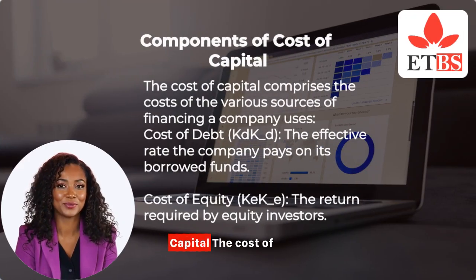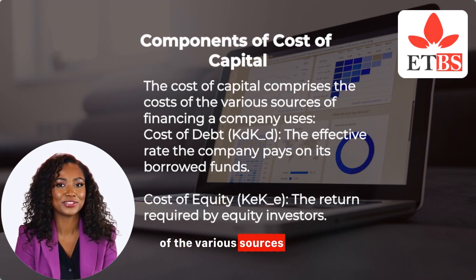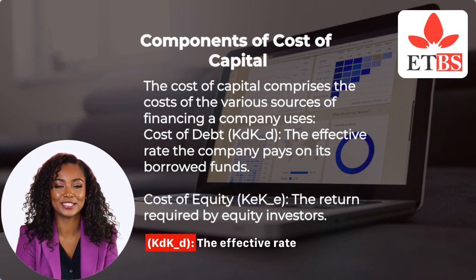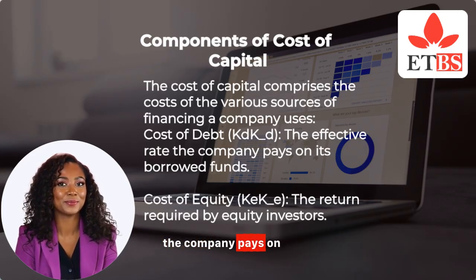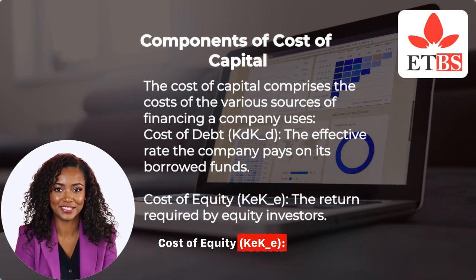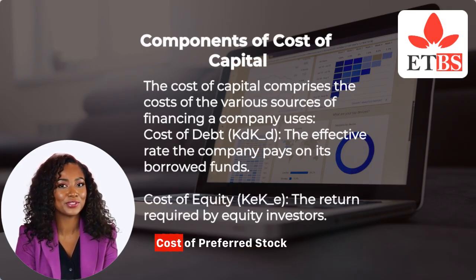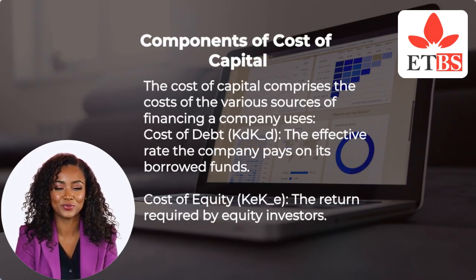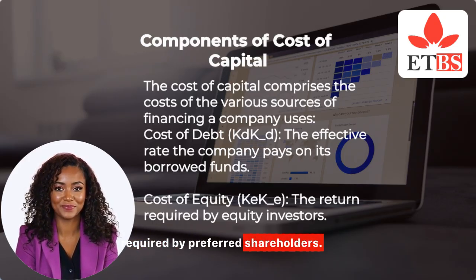Components of cost of capital. The cost of capital comprises the costs of the various sources of financing a company uses. Cost of debt, KD, the effective rate the company pays on its borrowed funds. Cost of equity, KE, the return required by equity investors. Cost of preferred stock, KPS, the dividend yield required by preferred shareholders.